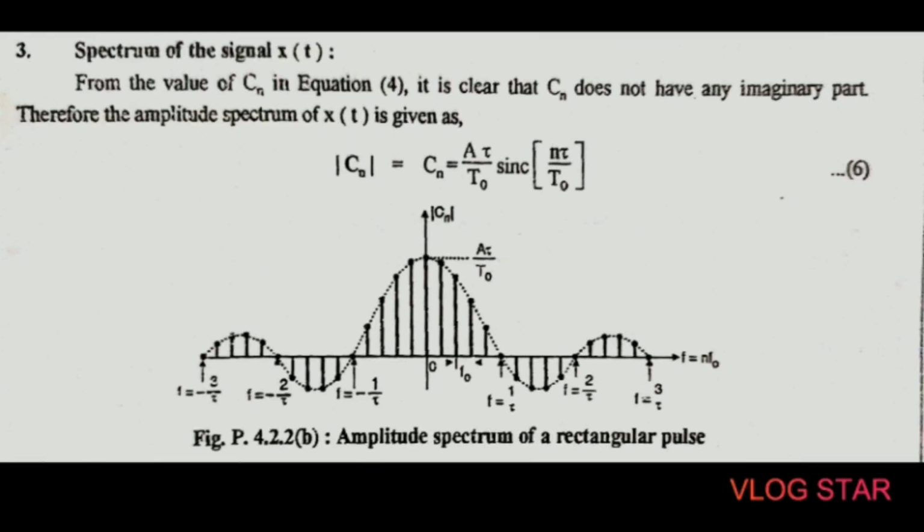So from the value of Cn, it is clear that Cn does not have any imaginary part. So therefore the amplitude spectrum of x of t is given as mod of Cn is equal to Cn, which is equal to a tau upon t0 into sinc of n tau divided by t0. This figure shows the amplitude spectrum of a rectangular pulse, where on the x-axis the frequency is present, and on the y-axis the mod of Cn, the amplitude, is present. Okay, it does not have any imaginary part.